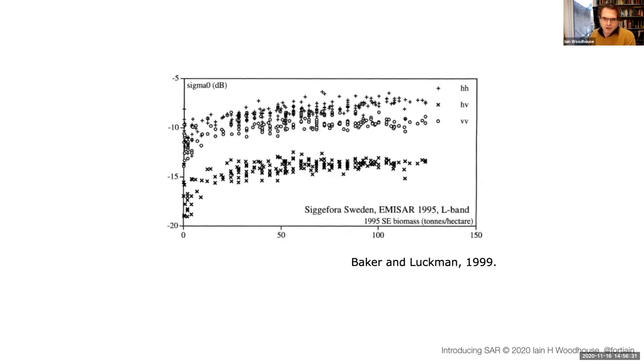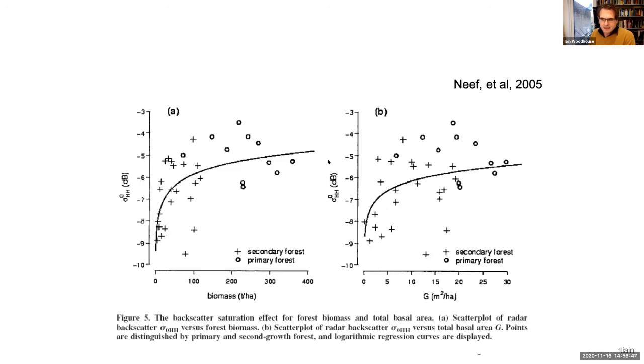So, for example, the work that was done in the EMISAR campaign in Sweden is not as convincing in terms of L-band. And there's some reasons why that might be the case here. It doesn't give you quite as good a trend as you might expect. And there's some other work. So the work by Neef et al. is actually really good. And what they go on to do is to show that there is other information, like the canopy height, that is a better indicator of the biomass. So it's a good paper. I encourage you to go and see.